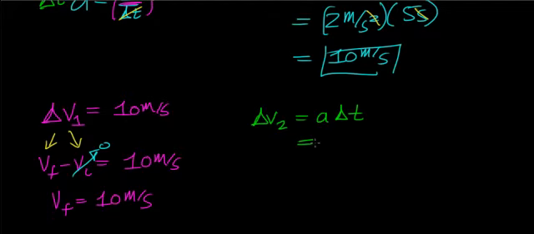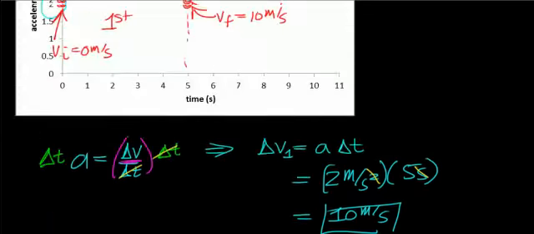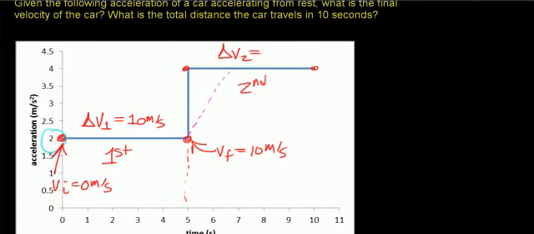Now in this case, the acceleration over that second interval of time is going to be 4 meters per second squared, and it's also over a 5-second interval of time. Notice again that this unit of second squared cancels out with this unit of second, and your change in velocity over that second interval of time will be 4 meters per second times 5, or 20 meters per second. So our second change in velocity now will be 20 meters per second, and we can label that here.